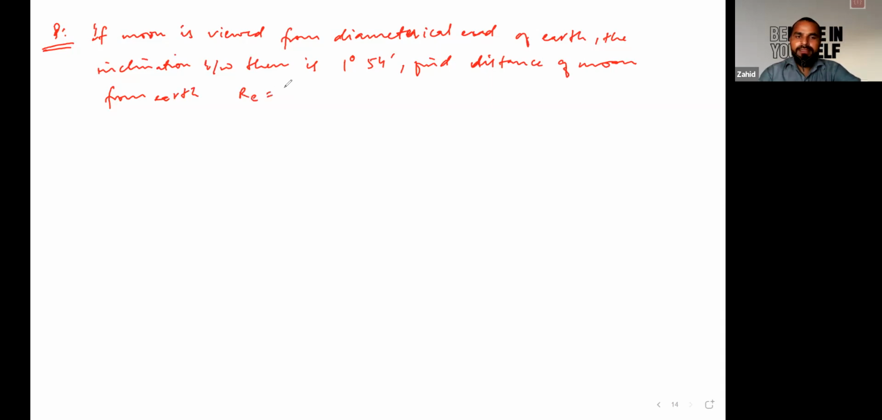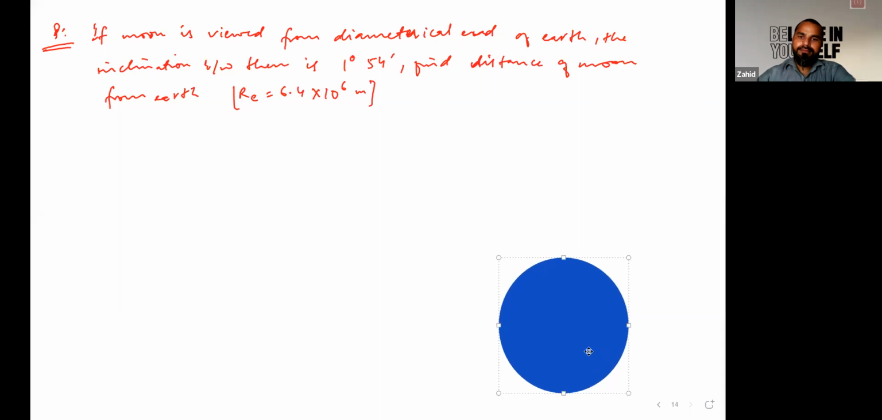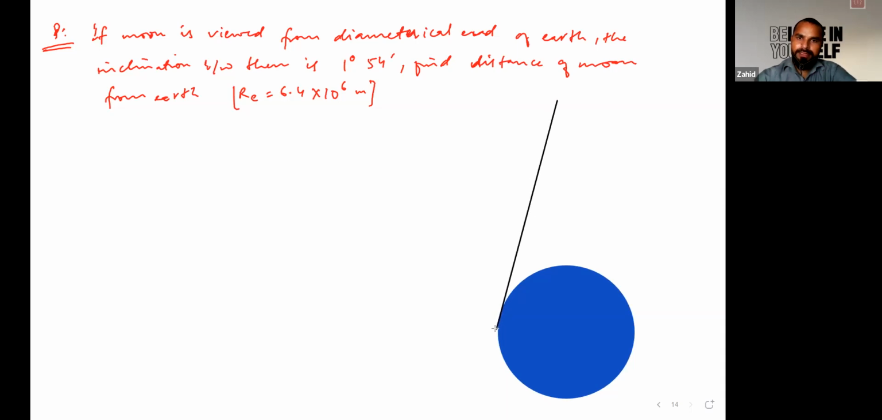Radius of Earth is 6.4 into 10 to the power 6 meter. In this problem, we have Earth like this, and we have seen that particular moon from two diametrical endpoints of Earth, like from this point it is at this position, and from this point at this. So the inclination between these two lines is 1 degree and 54 minutes.